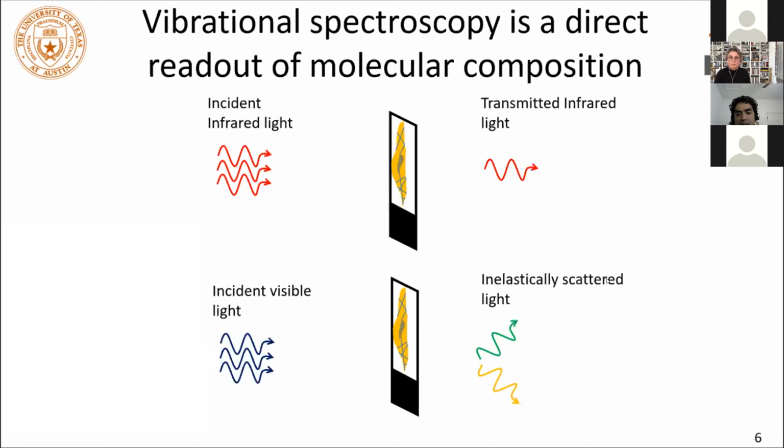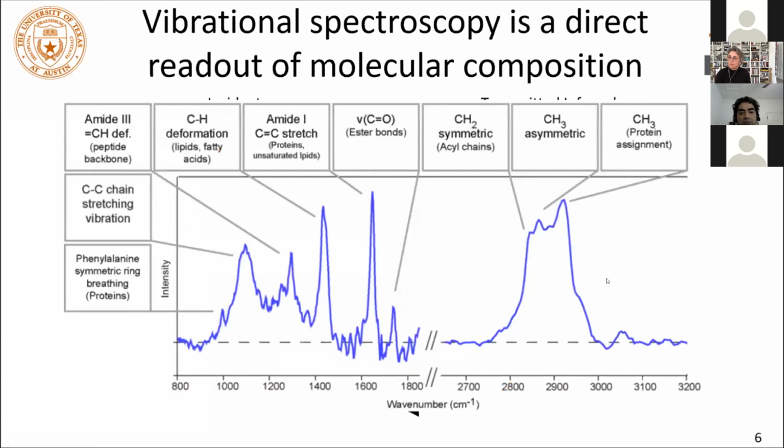But some of that light is going to come out at slightly longer wavelengths and even slightly shorter wavelengths. Those are called inelastically scattered light beams, and they tell you something about the vibrational energy of what you're looking at in a sample. The difference between the energy of the scattered light and the incident light tells you about the vibrational modes at the point where you focused that laser, so the composition of what's there. And that looks something like a spectrum like this.